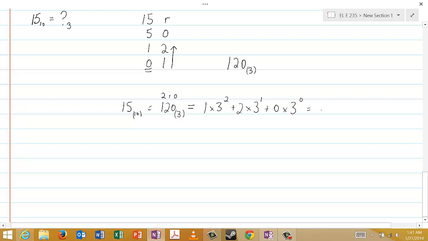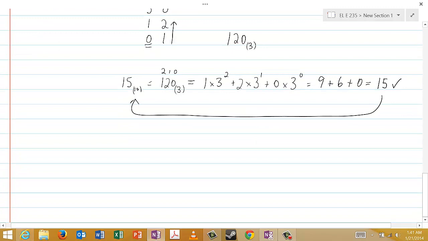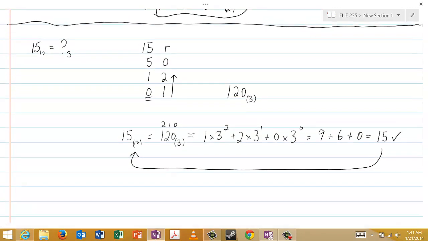Well, 3 squared is 9, and 1 times 9 is 9. 3 to the first power is 3, and 2 times 3 is 6. 3 to the 0th power is 1, and 0 times 1 is 0. And then finally, 9 plus 6 is 15, and indeed, this agrees with what we have over here on the left. So there's an example of converting decimal number 15 base 10 to a ternary number, or base 3 number, 120, and then going back again to check it.